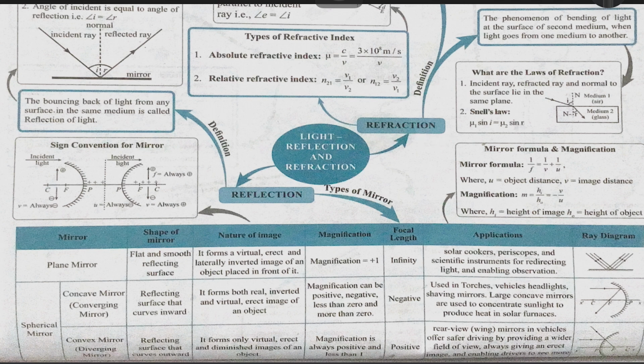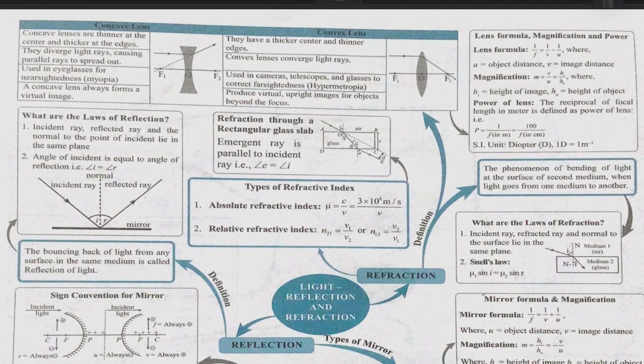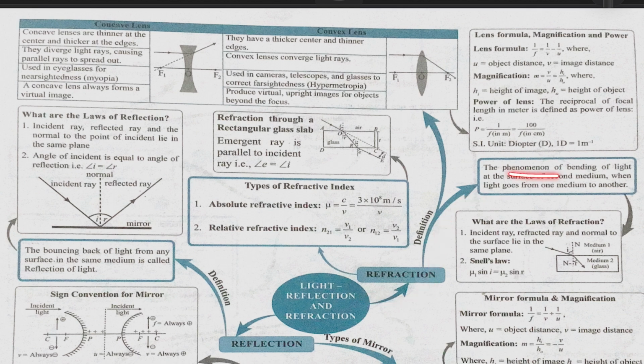Now coming to the next topic, that is refraction. First, let us see the definition of refraction. The phenomenon of bending of light at the surface of the second medium when light goes from one medium to another is known as refraction. That is, the ray of light will be traveling from one medium to another medium, from medium 1 to medium 2. At that time, the light ray is going to bend. That phenomenon is known as refraction.